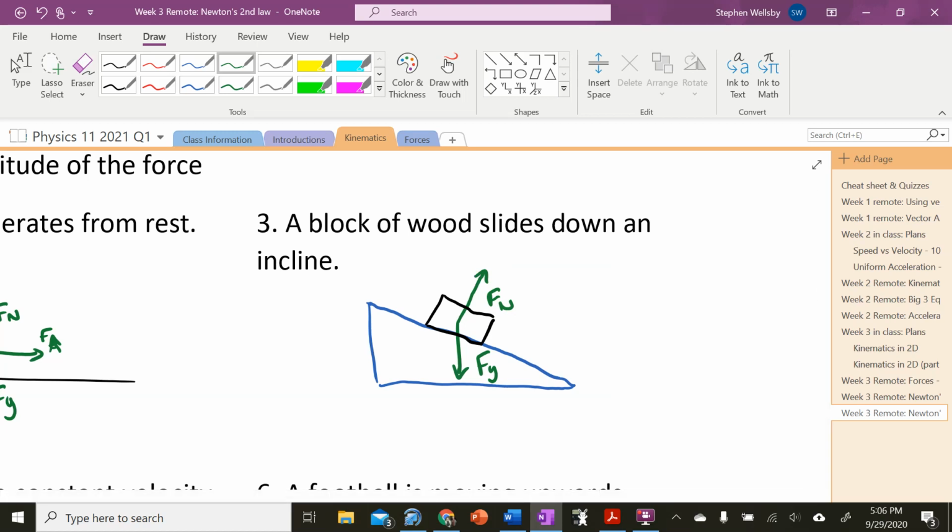Now there may be friction in this case here, there may not. We don't know really enough to say one way or the other. Those two arrows would be sufficient, or if we want to assume that there's some friction, then we can add that arrow there. And another thing about friction is the force of friction is always going to be parallel to the surface, just like the force normal is always going to be perpendicular to the surface.